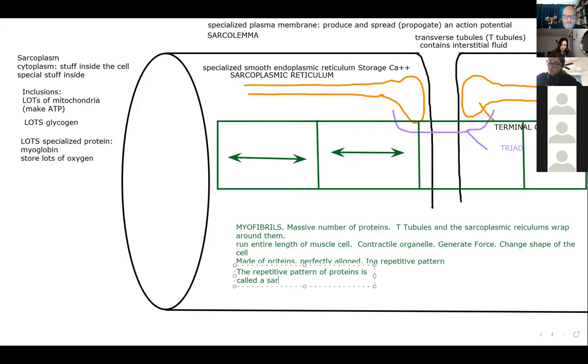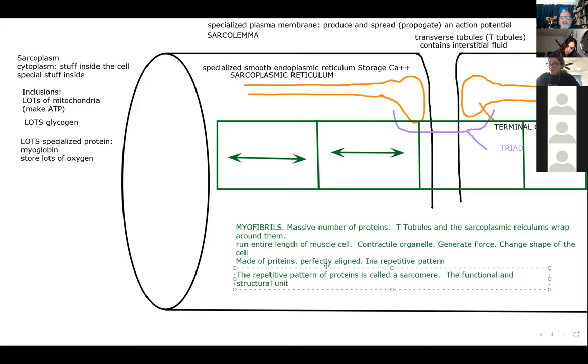This sarcomere is basically the functional and structural unit, meaning it is what is actually interacting and generating the force, causing the movement, but it is also the perfect alignment of them that gives our muscle cell its stripes.